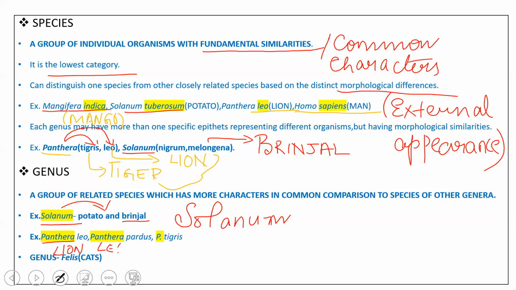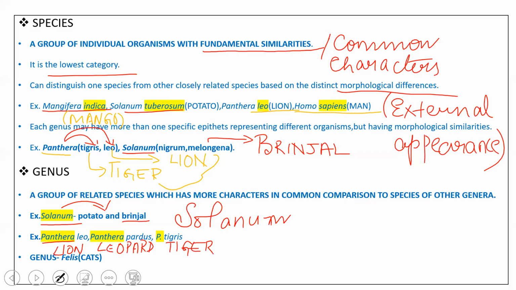It's leopard. And Panthera tigris is tiger. So for all these, the same genus holds good. And there is one more genus which we need to focus here. The genus of Panthera is different. The genus of Felis is different.